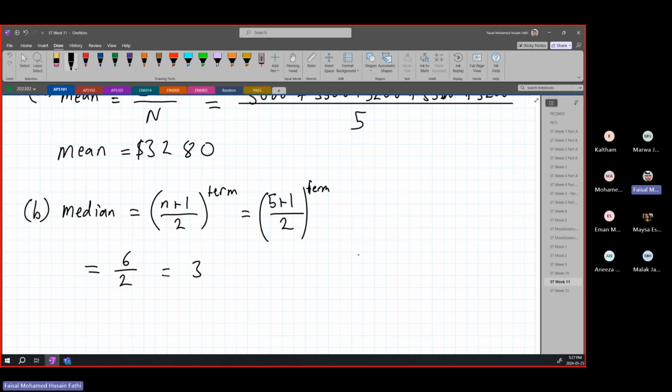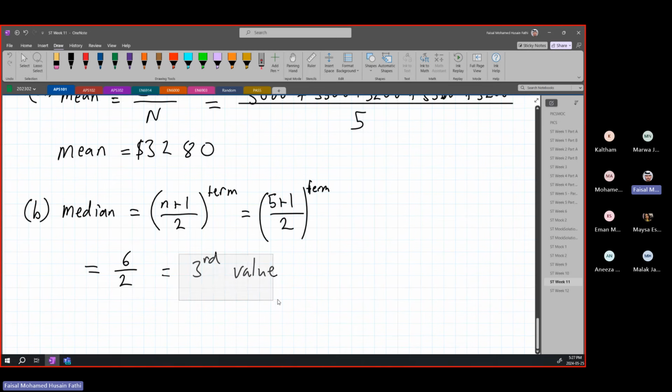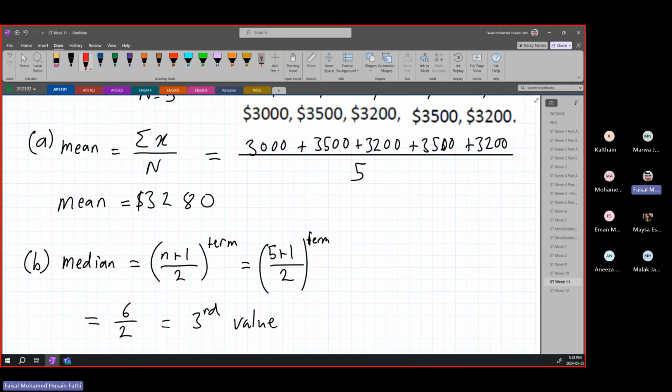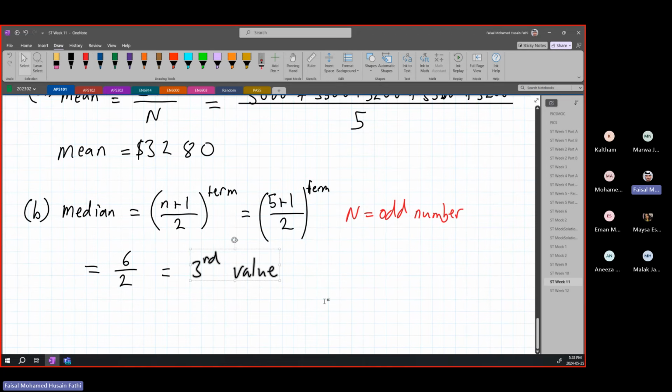So it is the third value. If you notice here, it gave us straight up the third value. It didn't give us any decimal points. So we have our median directly without having to find the average. This will always be the case when n is an odd number. So when n is an odd number, you're always going to get a direct value.